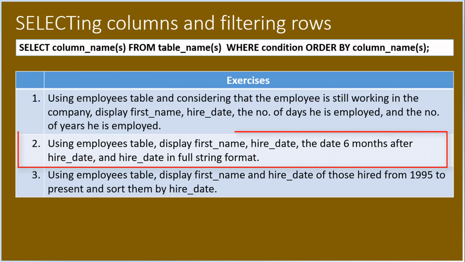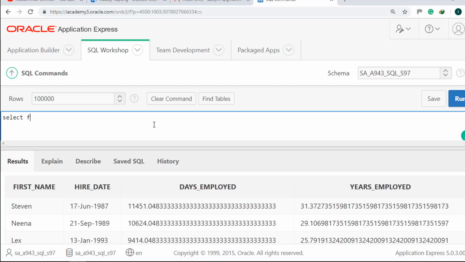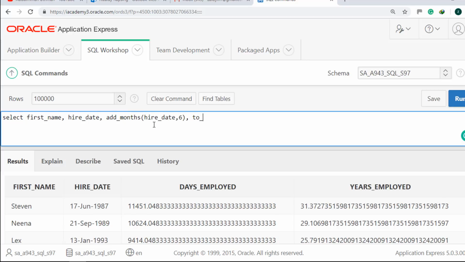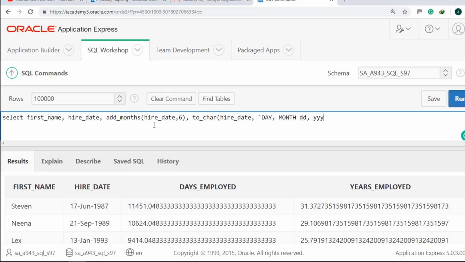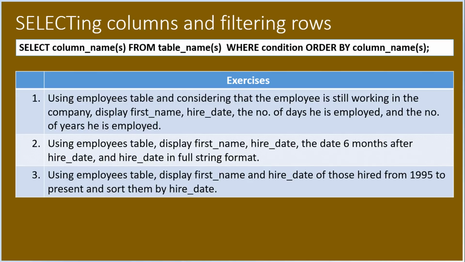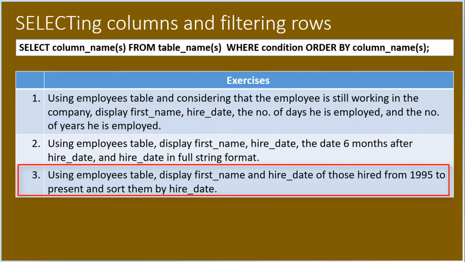In number 2, we will use employees table to display first name, hire date, the date 6 months after hire date, and hire date in full string format. We will use ADD_MONTHS function to add 6 months, and TO_CHAR function to format our hire date with full name of day and month, numeric day, and 4-digit year. Run it. Well done.